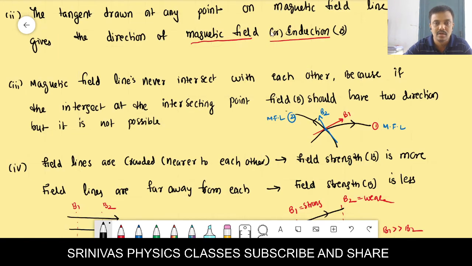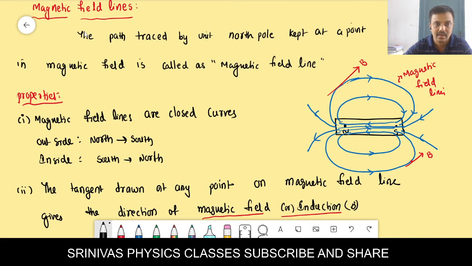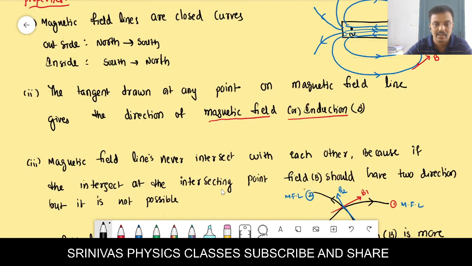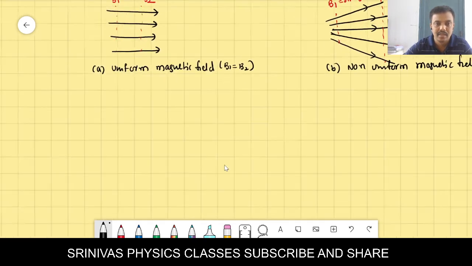Okay, this is about what magnetic field lines are and their properties. Next, let us go for one more topic, magnetic flux. The next topic is the magnetic flux.